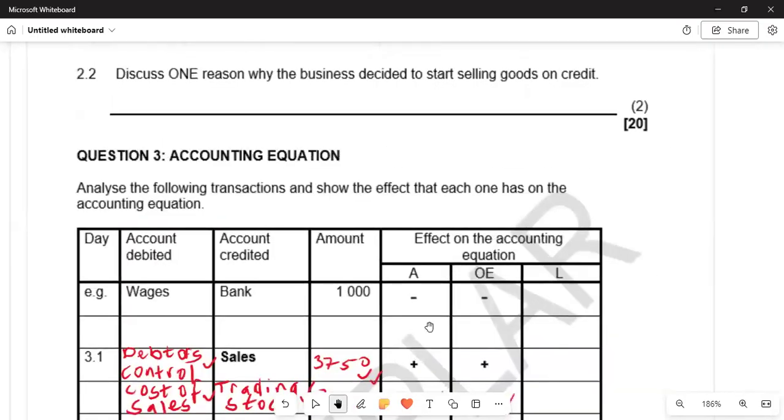Now we are going to the last part, which is the accounting equation.